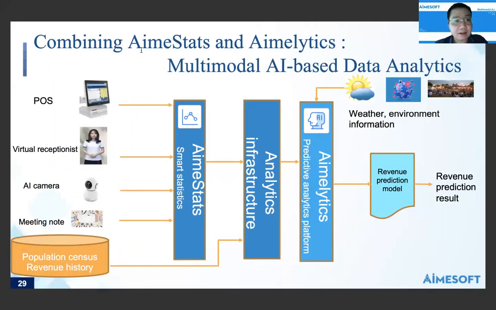So when you combine, I may start with analytics. We have a multi-modal AI-based data analytics process. Here you have lots of data types, from numerical data and customer support data to video or photo data. You use Aimesoft to get the statistics. For example, you count the number of customers and the number of keywords, and then you store it in an analytic infrastructure, and then you input it into a predictive analytic platform from us, and it can be combined with the environment information or revenue history. Then we can do prediction here. So that's a kind of multi-modal AI-based data analytics, predictive analytics actually.